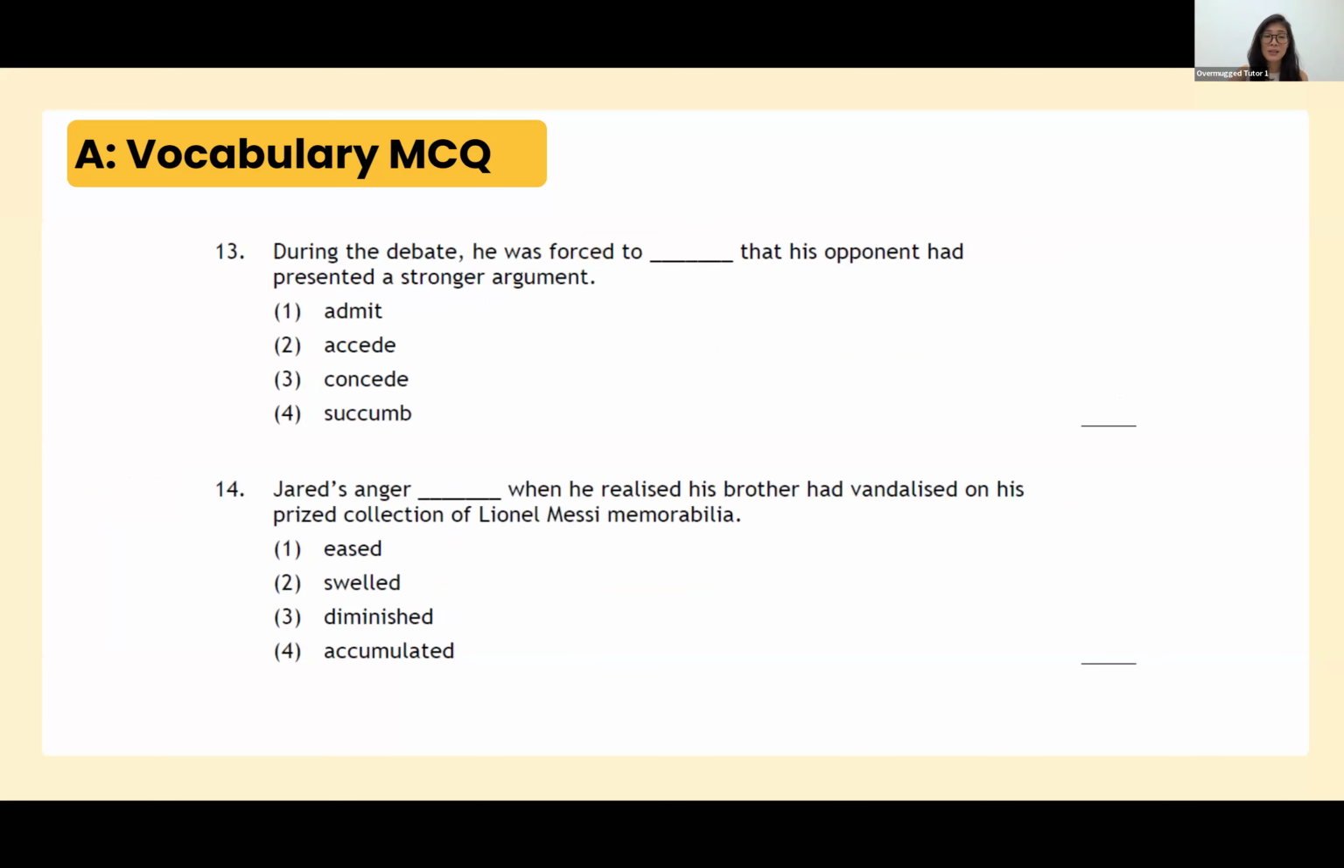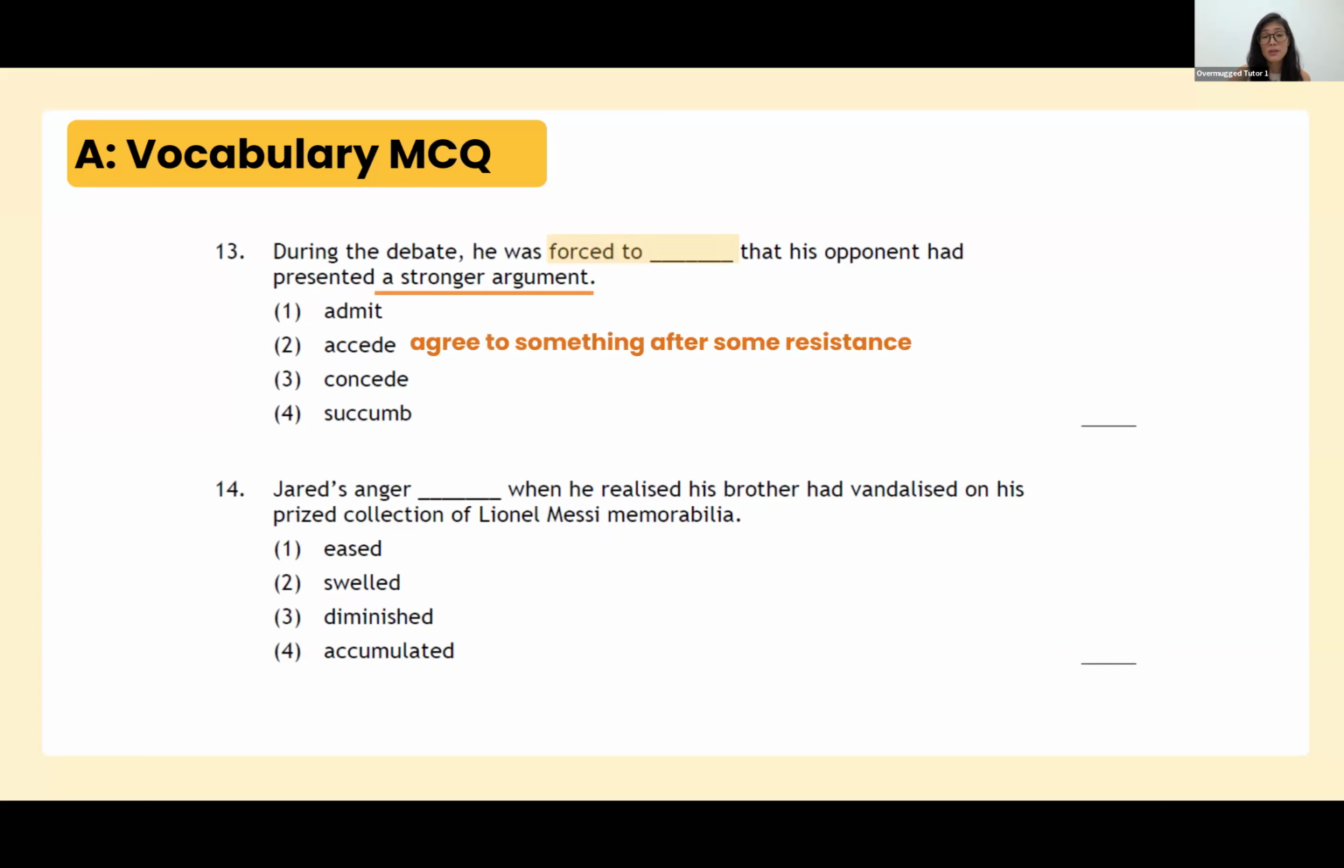For question number 13, during the debate, he was forced to blank that his opponent had presented a stronger argument. In this case, you have 4 options: admit, accede, concede, and succumb. Take a look at the phrase here, forced to blank. In this case, if you have to, I suppose because you're losing to someone who has presented a stronger argument, then I guess it's a rightful win, right? Let's look at the definitions here.